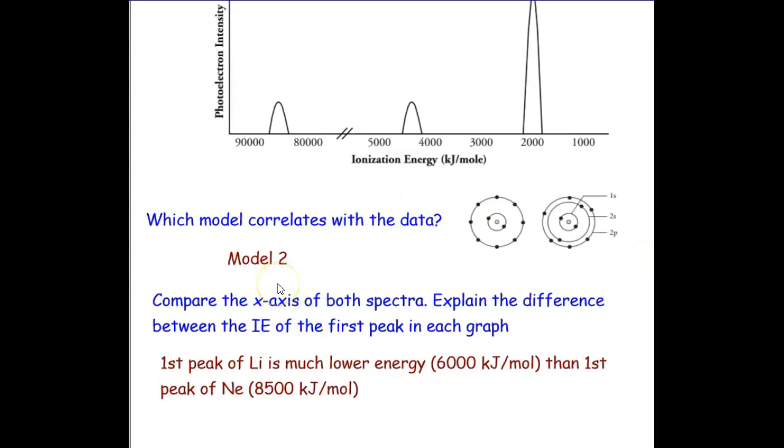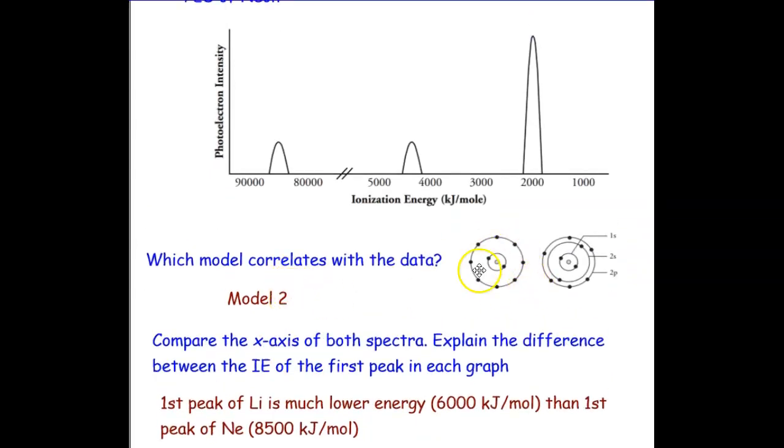The first model shows 2 energy levels. This seems to match what we saw in the lithium model, but the data show 3 peaks, so it makes sense that there are 3 energy levels. Also, the little double bar thing in the graph shows there's a big difference in the ionization energy of electrons in the first energy level and the ionization energy of electrons in the second energy level.